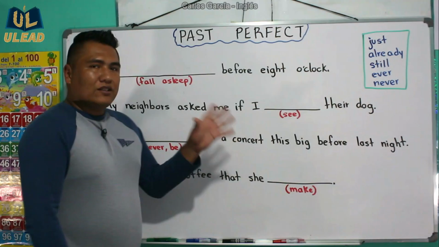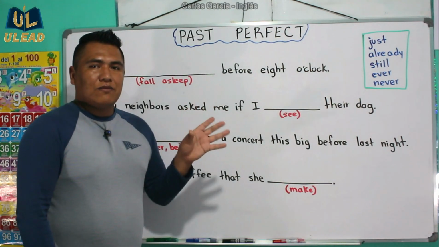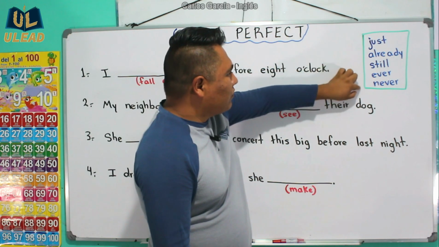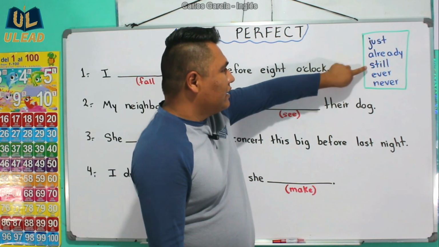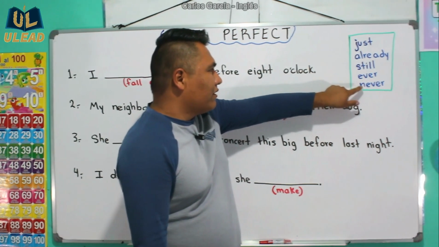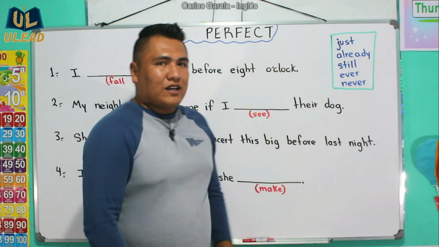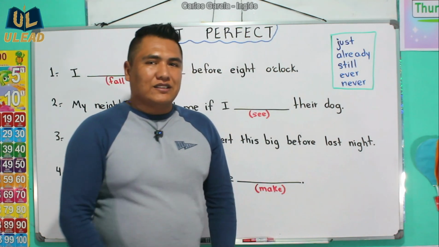Okay, and just as something to remember, I want you to copy these words in your notebook: just, already, still, ever, and never. These are very common adverbs used in past perfect as well as the present perfect tense, okay?